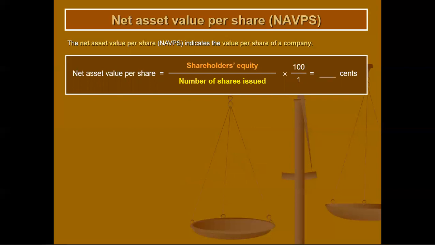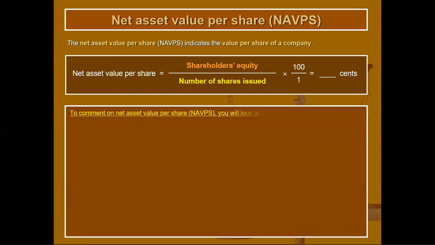Now, how do we comment on the net asset value per share? You look at the following: compare this year to last year, figure out whether it increased or decreased, and then compare to market prices. In most cases, guys, your net asset value per share will be lower than what the Johannesburg Stock Exchange values the company at, because the Johannesburg Stock Exchange is based on recent movements in shares, and it's determined by demand. Remember, the higher the demand, the higher the price.